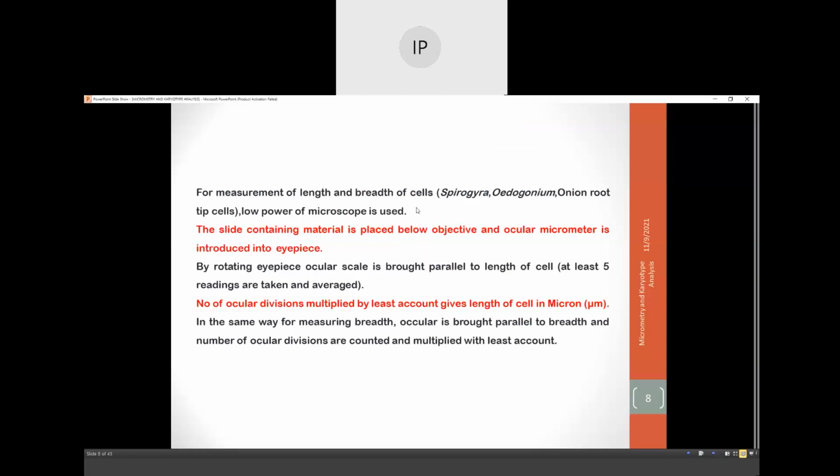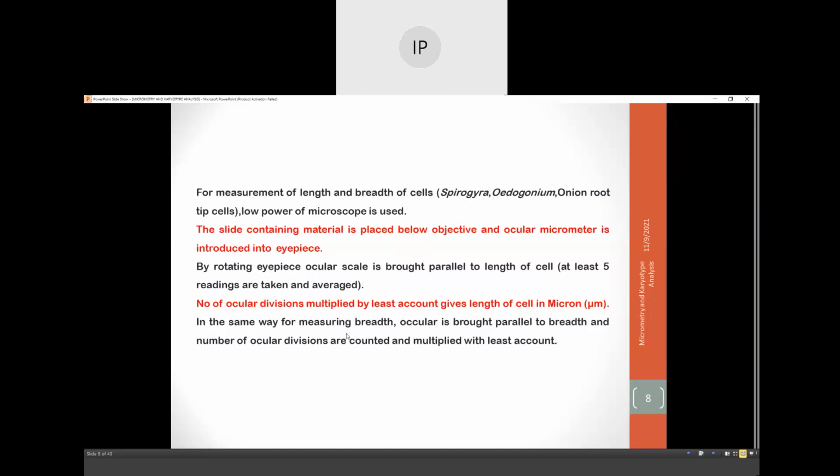For measurement of length and breadth of cells like Spirogyra, Oedogonium, onion root tip cells, low power of the microscope is used. The slide containing the material is placed below the objective, and the ocular micrometer is introduced into the eyepiece. By rotating the eyepiece, the ocular scale is brought parallel to the length of the cell. At least 5 readings are taken and averaged. The number of ocular divisions multiplied by the least count gives the length of the cell in micron.